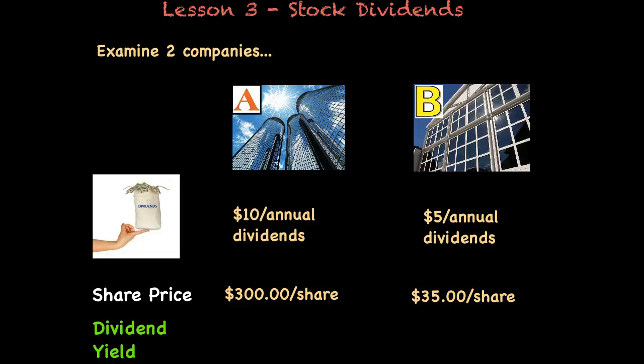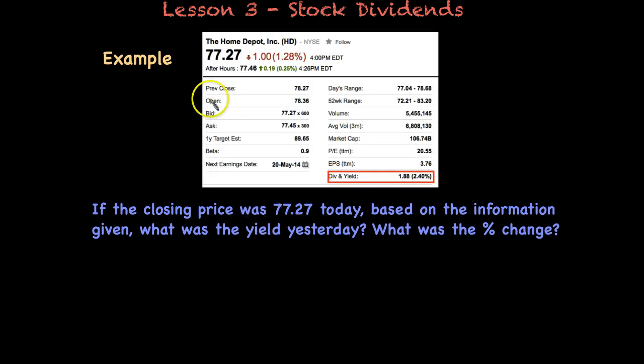Let's look at one more example. This is a screenshot of the Home Depot from finance.yahoo.com. This is their closing price on this particular day, $77.27, and notice that the dividend and the yield have been calculated. But what we want to do is look at it as if the closing price was $77.27 today. Based on this information, what was the yield yesterday? And then let's determine the percent change.